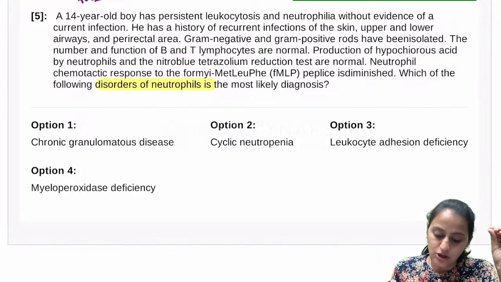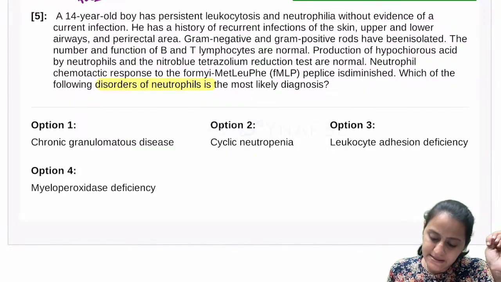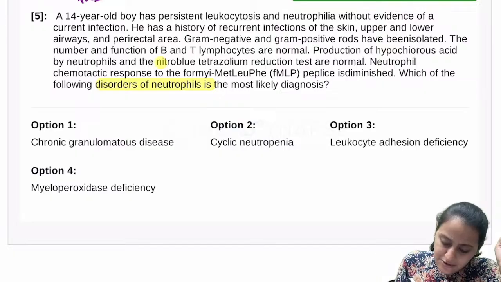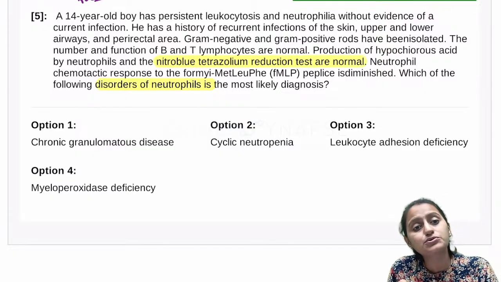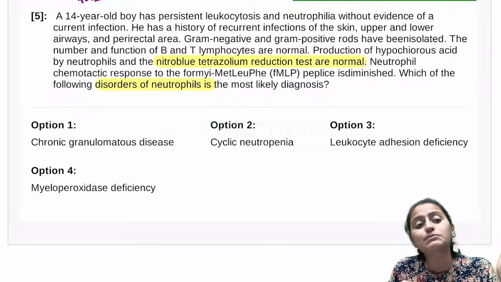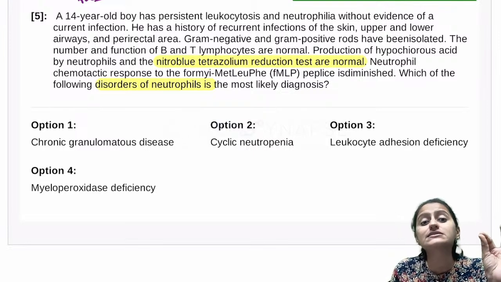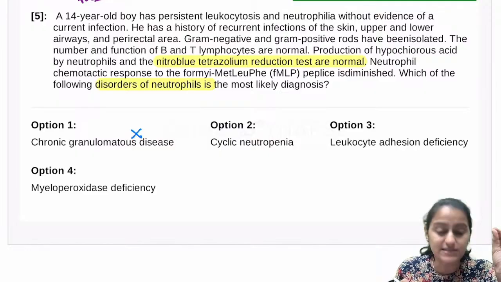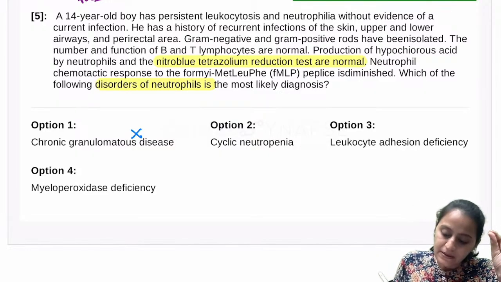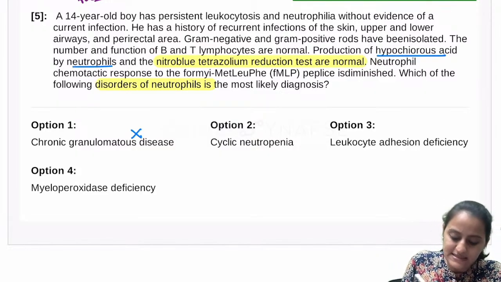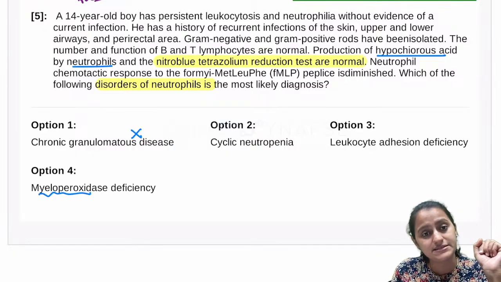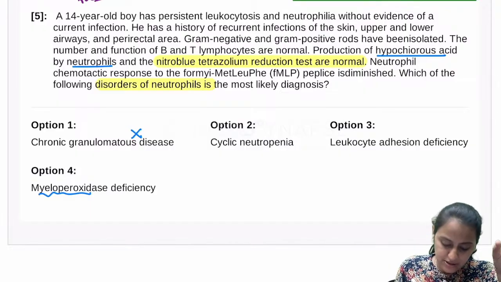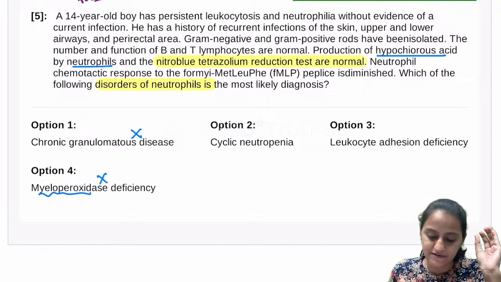Okay. So which disorder of neutrophils? It is given that nitroblue tetrazolium test is normal. So what disorder do you rule out? When the NBT, the blue test, the color test is normal, chronic granulomatous disease is ruled out. Production of hypochlorous acid by neutrophils, this is myeloperoxidase. So that is also normal. So this is not myeloperoxidase deficiency.